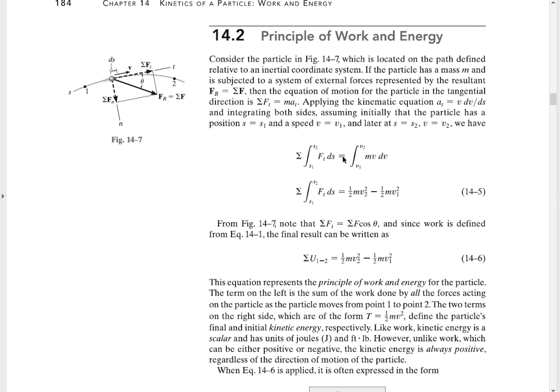And then on the right we end up with this difference, 1 over 2 mv2 squared, so final velocity squared times mass divided by 2, and then 1 over 2 mv1 squared, so this is initial velocity squared times mass divided by 2. Okay, and this we call kinetic energy. So 1 over 2 mv squared is kinetic energy. So a particle of mass m in motion with velocity v1 carries kinetic energy, which is released by slowing the particle.